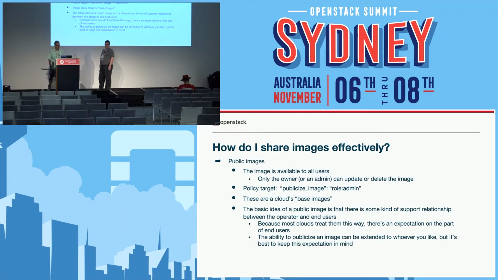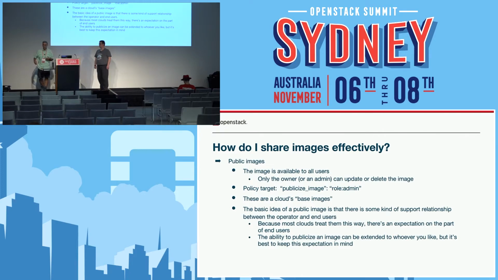All right, so with public images, a public image is just one that's available to all users. So the only person who can actually update or delete the image is the owner or a Glance admin, but any user can actually consume the image. And so the policy target for that in the policy JSON file is just called publicize image, and the default is the admin.